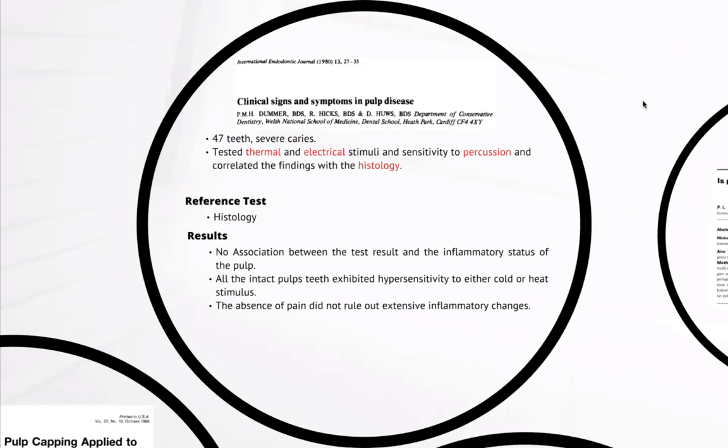All intact pulp teeth exhibited hypersensitivity to either cold or heat, which is interesting. And one more point that is extremely important: the absence of pain did not rule out extensive inflammatory changes. So you might have inflammation, but you don't have any symptoms or any response to cold. So what we can tell from this study is that pain failed to determine the extent of inflammation.